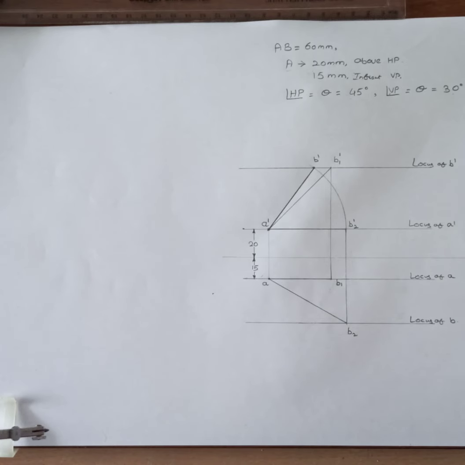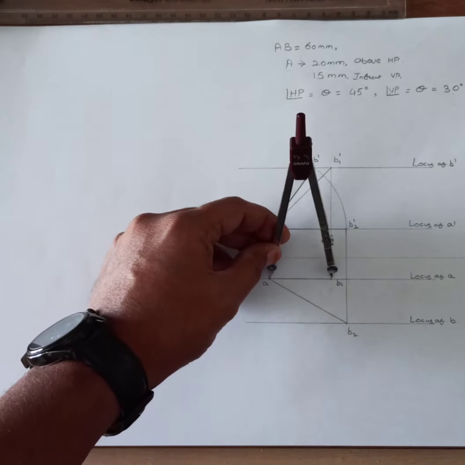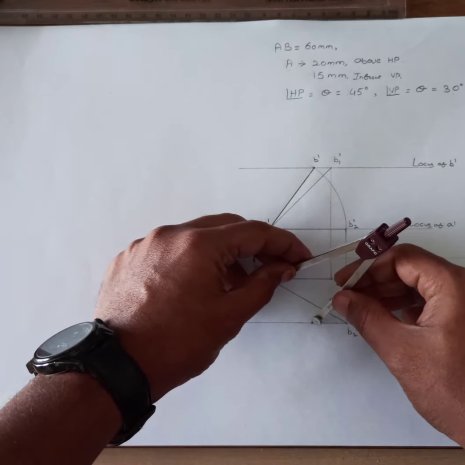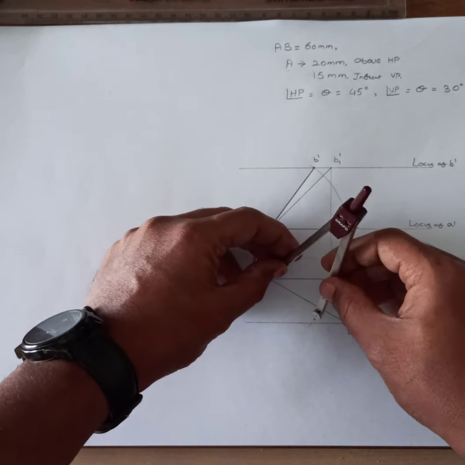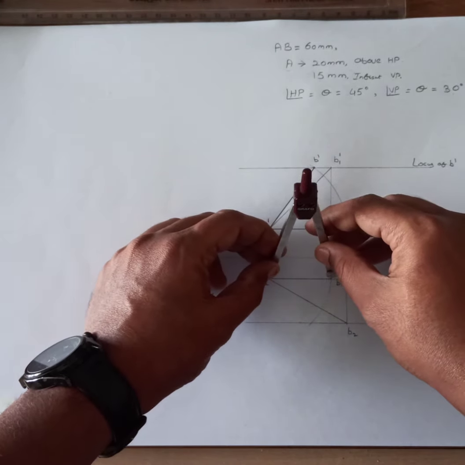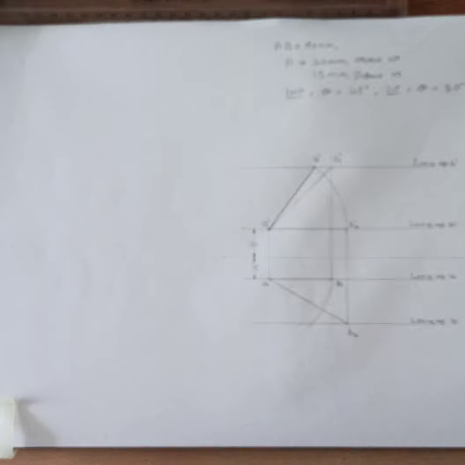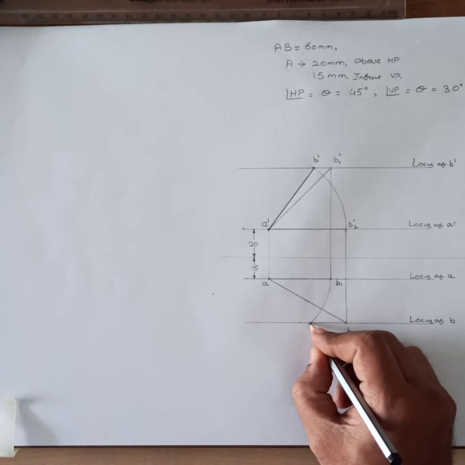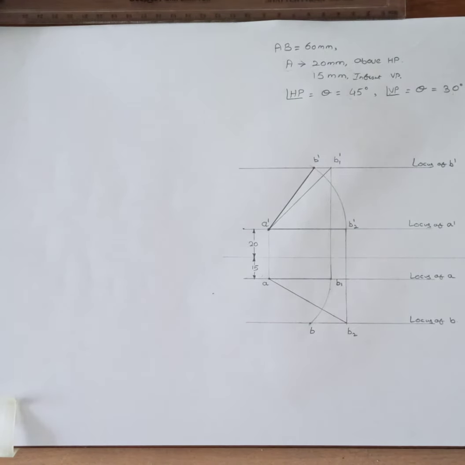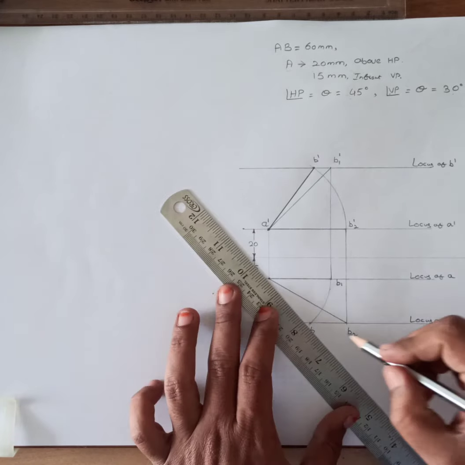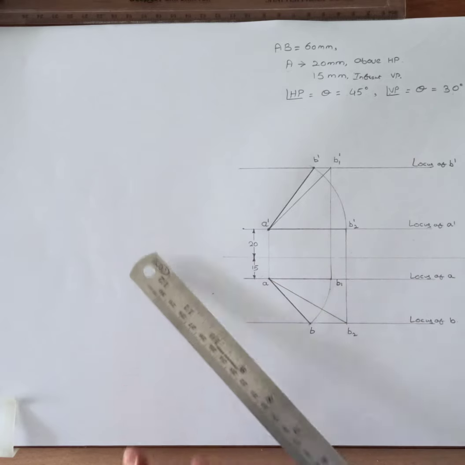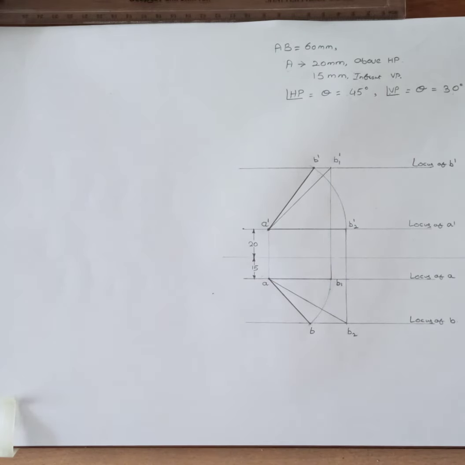Similarly, to draw the top view, take A B1 as radius and the point A as center, and draw an arc to the locus B. Here you will get an intersection of the curve and the locus B. Find the intersection and mark the point as B. Now connect the point A with B. Finally, the line AB will be the top view of the given line. So, the line A dash B dash is the front view and AB is the top view.